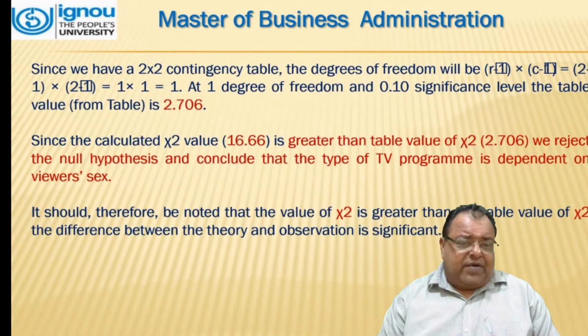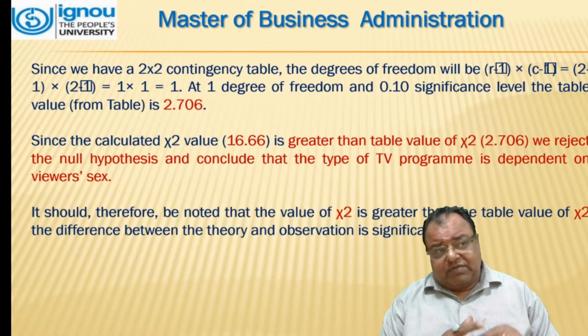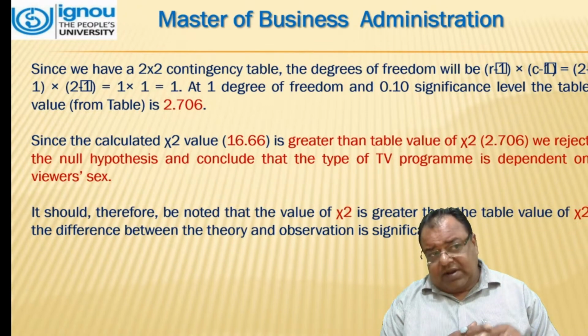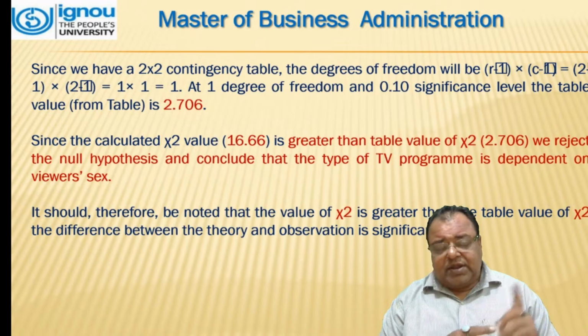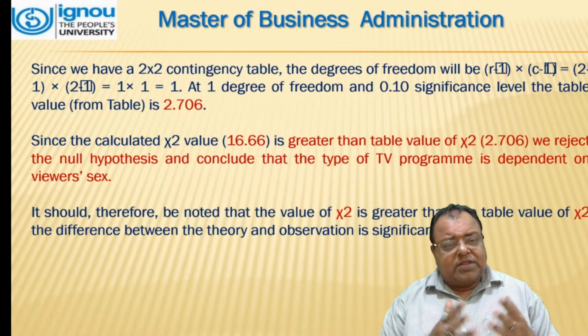We have a 2 by 2 contingency table. The degree of freedom is (rows minus 1) into (columns minus 1). We had 2 rows, 2 minus 1 is 1. And again for columns we have 2 minus 1, that is 1.